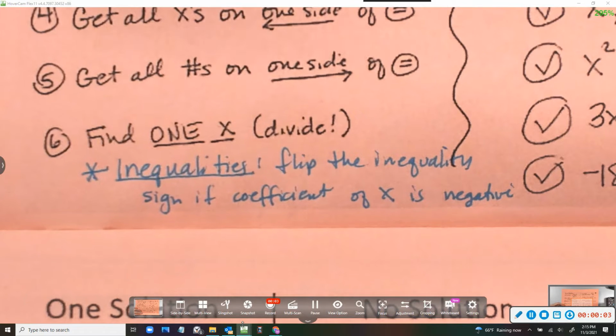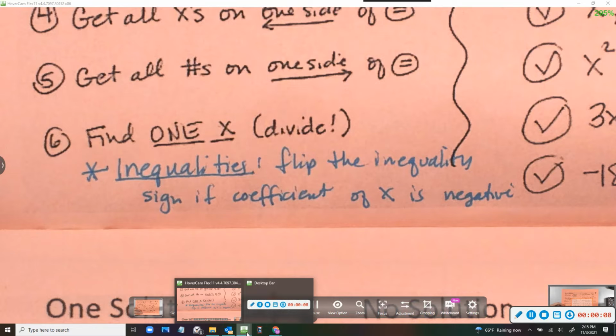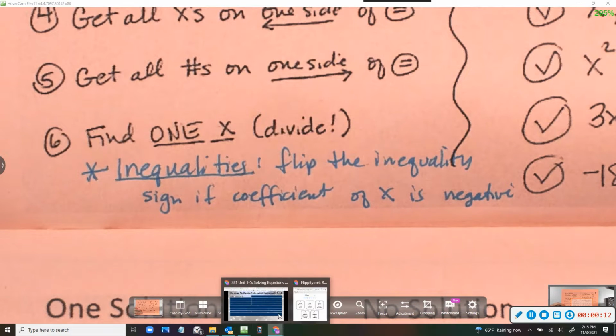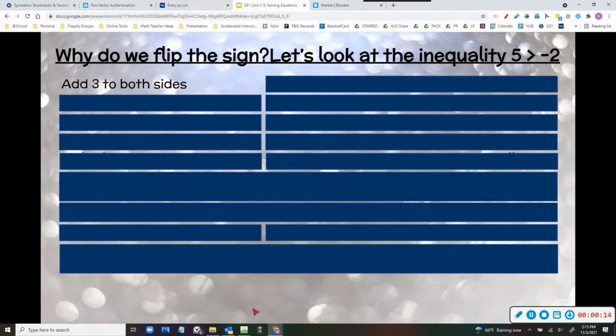So now I'm going to show you why this works. I suspect a lot of you don't know why. You just know they told you to flip the sign. So I'm going to show you why. Let's look at the inequality 5 greater than negative 2. Is that true? Is 5 greater than negative 2? Yes, it totally is.